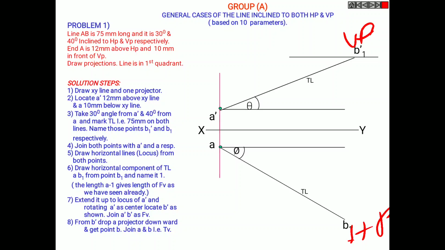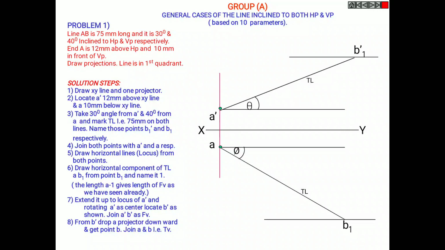Now, join points with A dash and A respectively. Now, draw horizontal lines locus from both points. See, these are the horizontal lines, locus of both points.